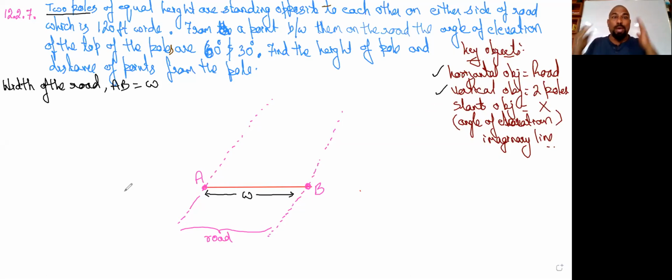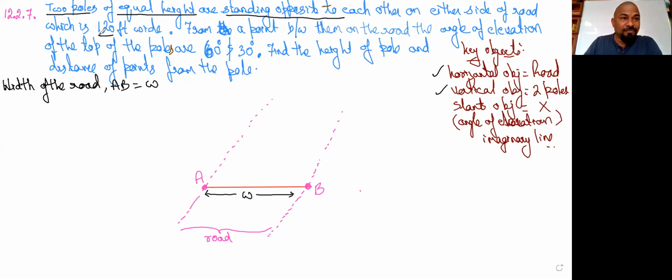Now let's go for the other one, the vertical objects. Which are the two vertical objects he has given? The two poles. What he says is two poles of equal height, standing on opposite sides of each other. On the road we have two ends. On the first end we have the first pole and on the second end we have the other pole. And here he has given that they are of equal height. Now we have missed out one more thing.